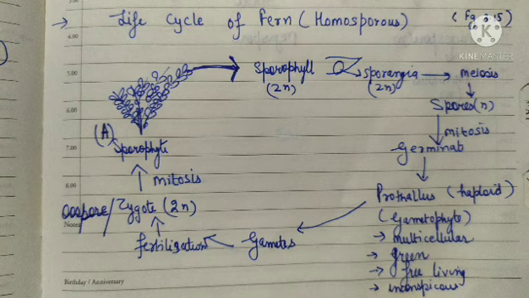So here we have observed how a diploid structure, the sporophyte, has formed the spores. These spores have germinated and given rise to the gametophyte, that is prothallus, which again forms the gametes, and after fertilization the diploid zygote is formed. This undergoes mitosis and again we get the multicellular sporophyte with the true stem, leaf and root.